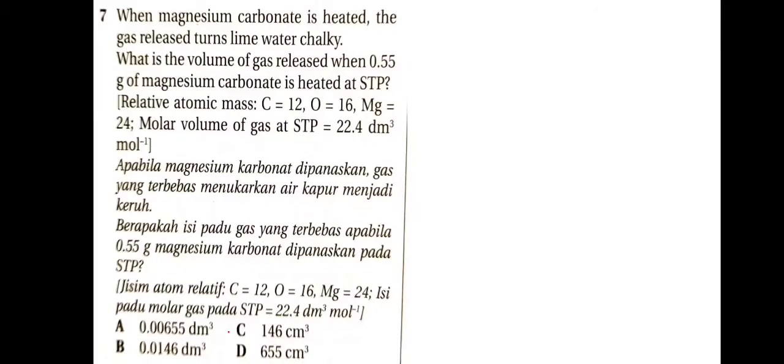Next question, question number 7. When magnesium carbonate is heated, the gas released turns lime water chalky. What is the volume of gas released when 0.55 gram of magnesium carbonate is heated at STP? Here we want to find the volume of gas released. So we have magnesium carbonate. When magnesium carbonate is heated, the gas released turns lime water chalky. So what is the gas? We write the equation first. What's the equation?